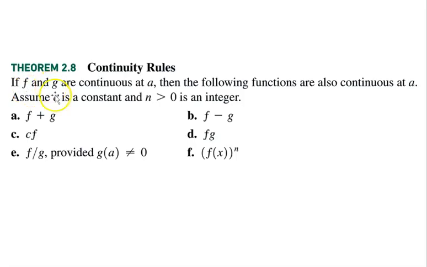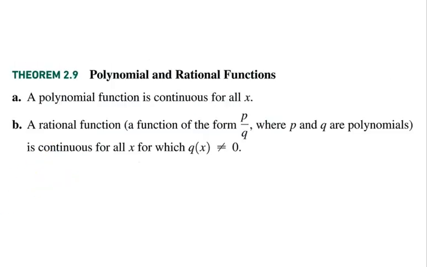If f and g are continuous, then their sum is. A constant multiple times one of them is. The difference is continuous. The product is continuous. You raise it to a power, it's continuous. And the quotient is continuous, of course, provided that the denominator is not 0.